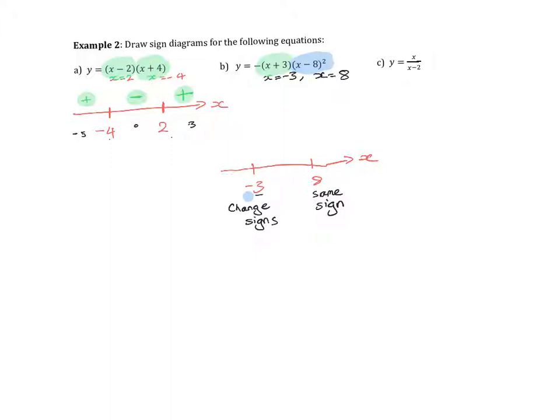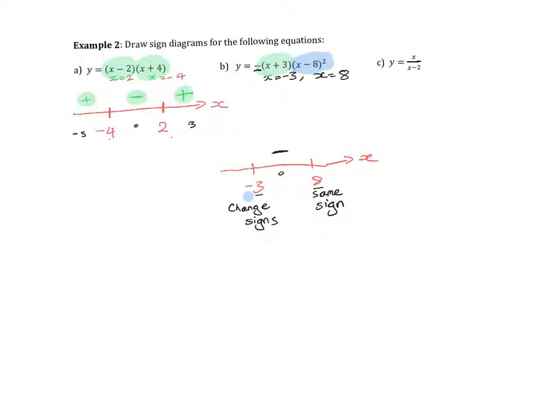What's a number between -3 and 8? Oh, 0. So let's put that in. 0 plus 3 is 3. 0 minus 8 is -8. But -8 squared is 64. 64 times 3 is 192, I believe. But then you have to negate it, so that becomes a negative.